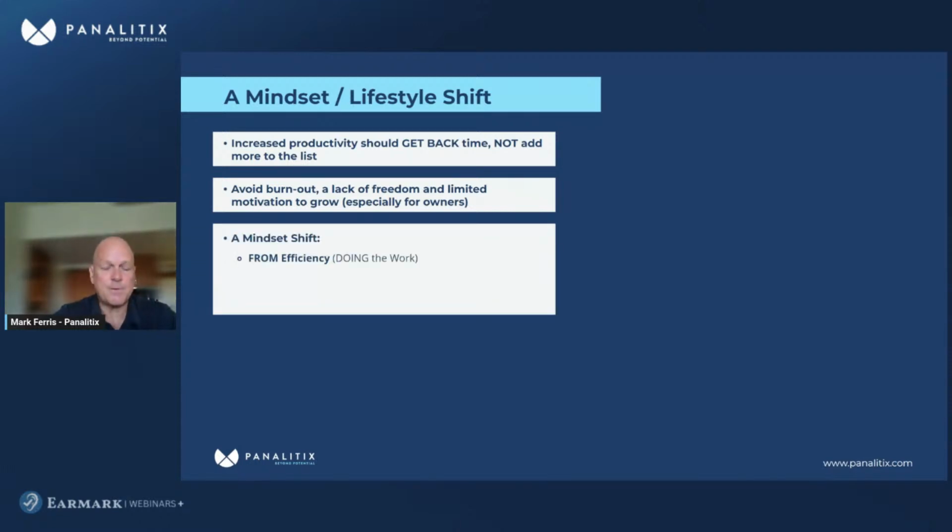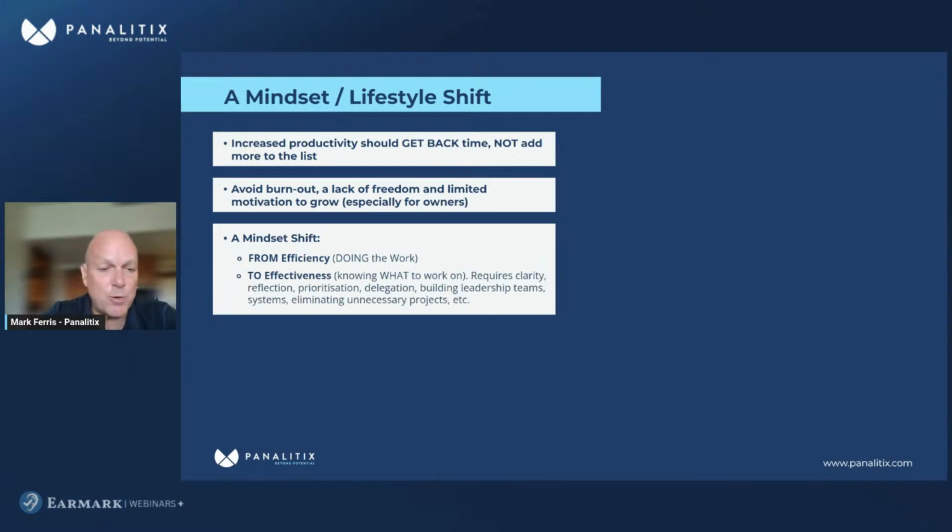And the mindset shift I'm talking about here is much of what we've talked about is efficiency, doing the work more effectively. But what if we started thinking about effectiveness, which is more about knowing what to work on? It's prioritizing. It's getting really clear on what matters to us. It's reflecting on what we care about. It's delegating, as we said up front, right? It's about building teams that can take on things and the systems and the checklists, right? So I don't want us to ignore that.